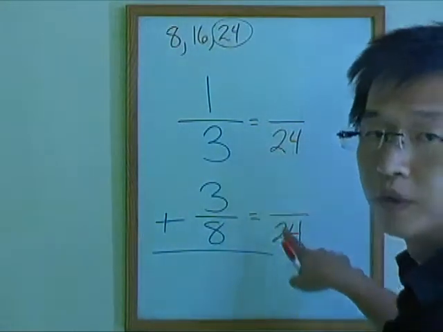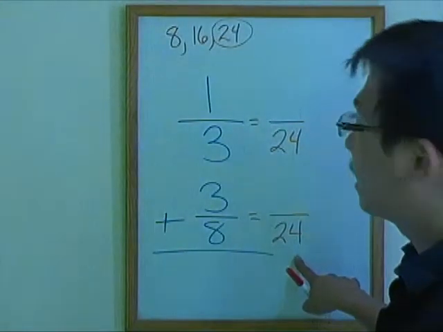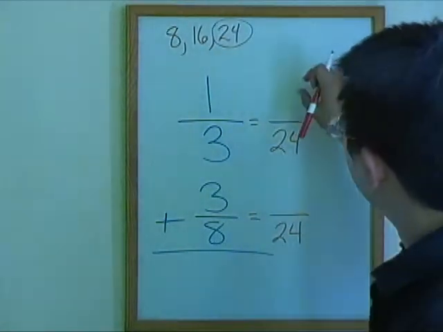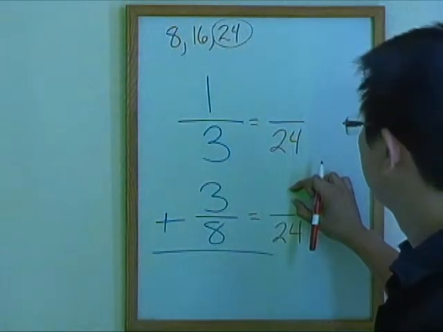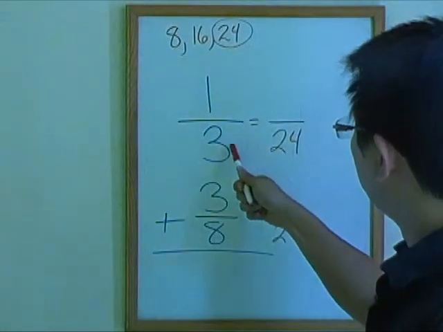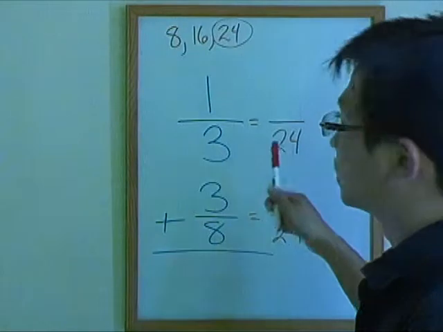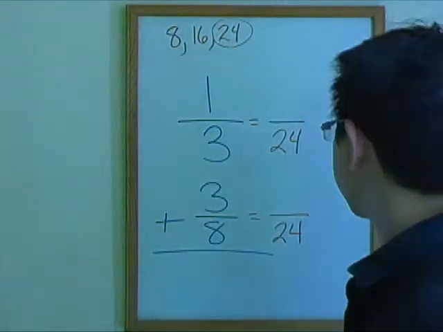See, now both of our denominators are the same. They're both 24. And now all we have to do is figure out the numerator for this fraction and the numerator for this fraction. Alright? So let's start with the top one. Okay, so 1/3 equals something over 24. As soon as we figure this part out, the rest is easy.